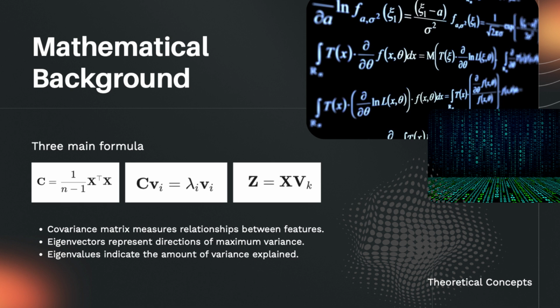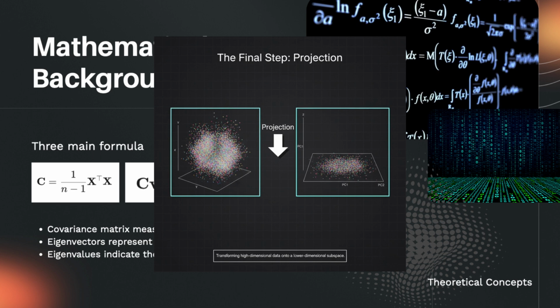In simple terms, the process revolves around three main formulas. First, we calculate the covariance matrix C, which measures the relationship or correlation between the original features. Second, we perform the eigen decomposition. This is where we find the eigenvectors, which are the directions of maximum variance, and the corresponding eigenvalues, which indicate how much variance is explained by each direction. Finally, we project the original data onto a smaller set of the top eigenvectors to get our transformed low-dimensional data.